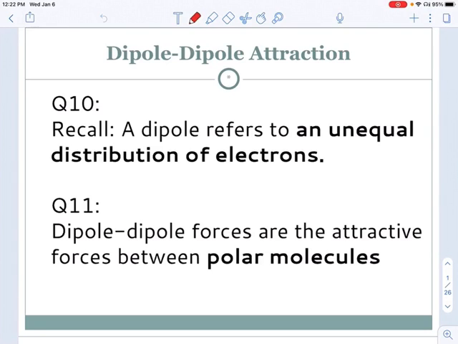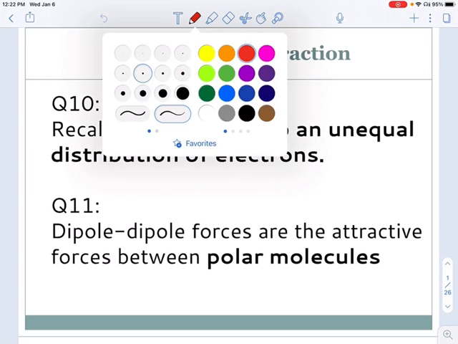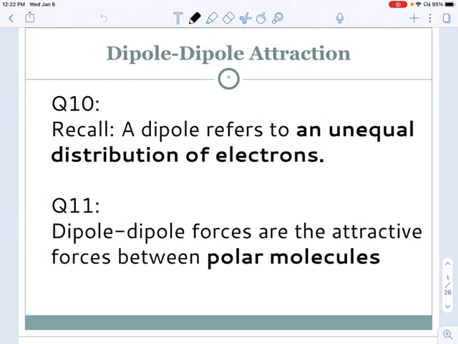Hi everyone. In this screencast, I'm going to be talking about dipole-dipole forces. We learned last unit that some molecules are polar because of their shape, and polar molecules have a dipole. Our definition of a dipole is an unequal distribution of electrons. What we're going to learn today is that polar molecules that have a dipole can attract neighboring molecules through dipole-dipole forces. So these are the attractive forces between polar molecules.